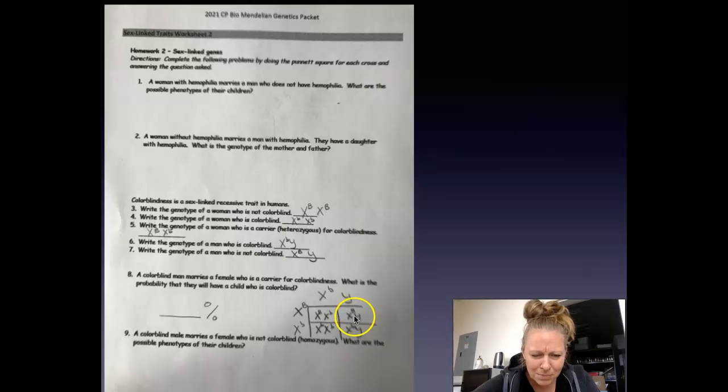Actually, I take that back. My picture's a little bit messy. This X right here has a big B from the mom. And so this male does not have color blindness. Neither does this female. But this female does, and this male does. And so therefore, we have a 50% chance of the offspring having a color blindness trait.